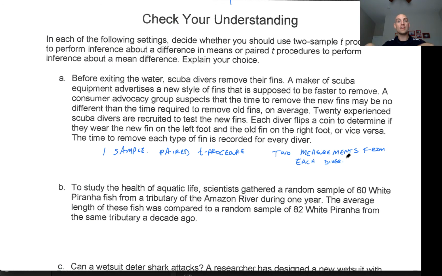If I'm taking off each type of fin and I don't know which foot it's going to be on, right? So if I'm equally likely to take off my fin from my left or right foot, it's advantageous to have me do both, because I am the person, and it takes me a certain amount of time to take off the fin. Okay.